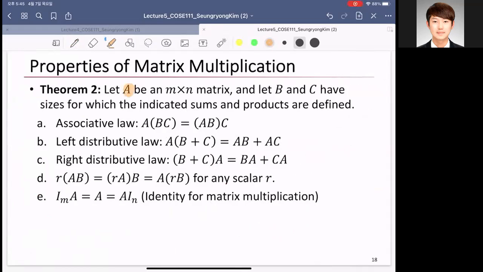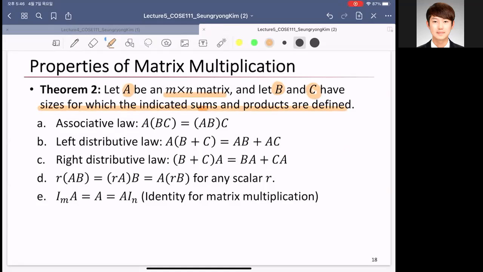Let matrix A be an m by n matrix. Let B and C have a size for which the indicated sum and product are defined. Then let's prove this one.